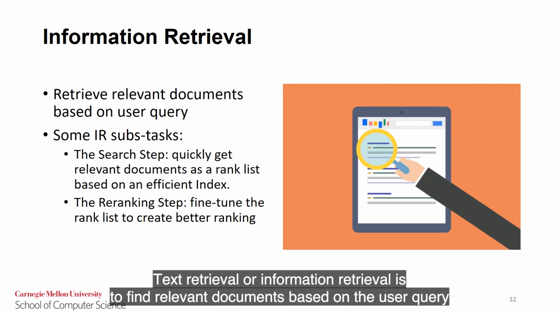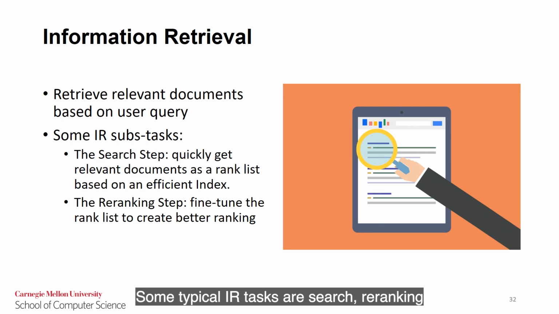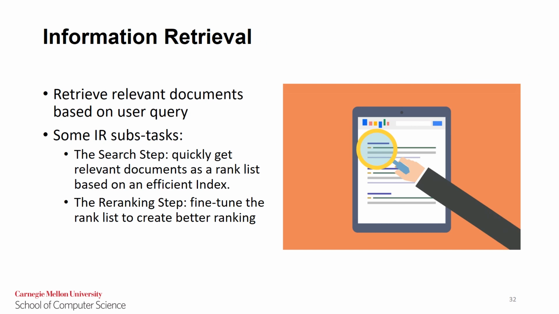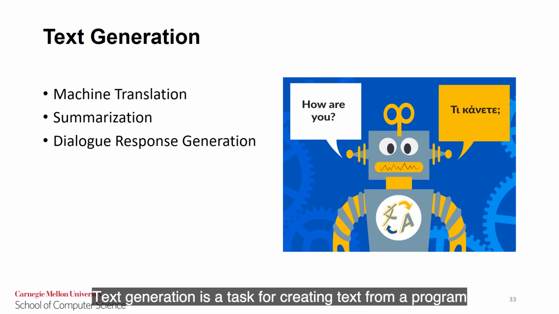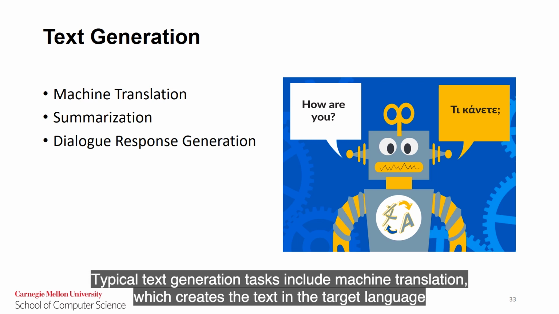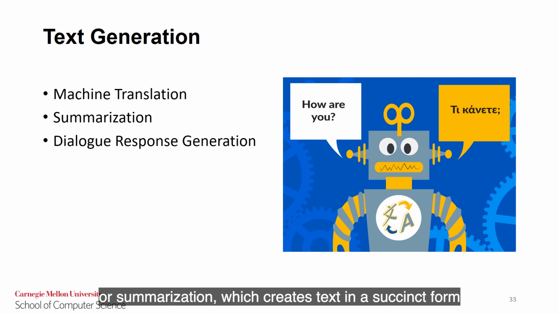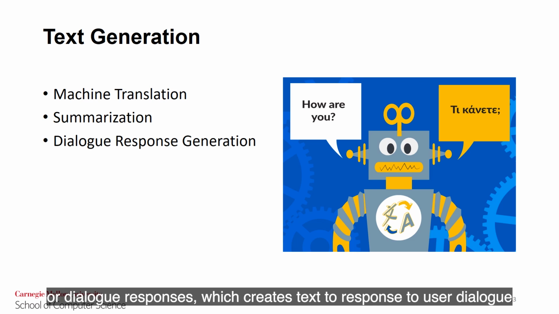Text retrieval, or information retrieval, is to find relevant documents based on the user query. Some typical IR tasks are search and re-ranking. Text generation is a task for creating text from a program. Typical text generation tasks include machine translation, which creates the text in the target language, or summarization, which creates text in a succinct form, or dialogue responses, which create text to respond to user dialogue.